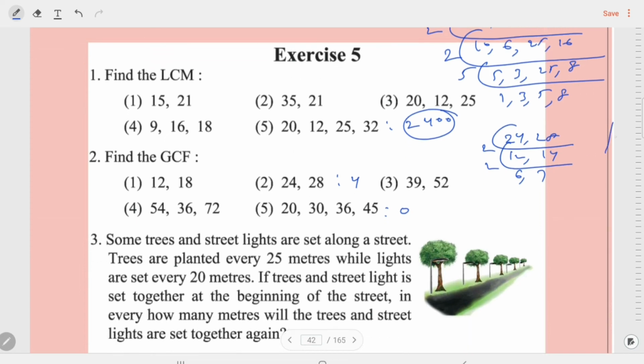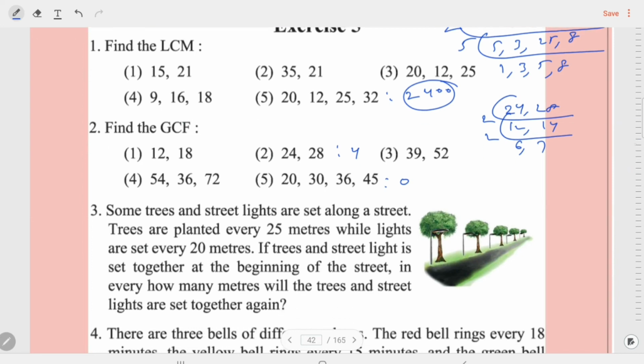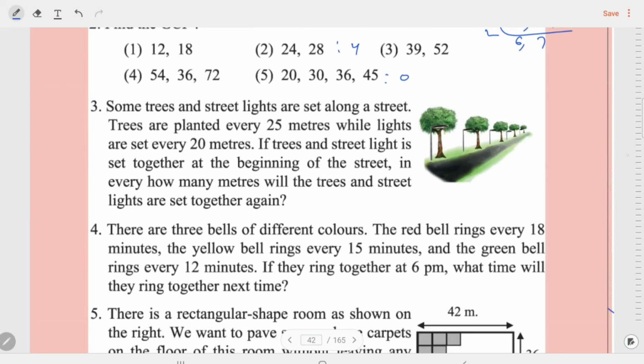Some trees and street lights are set along the street. Trees are planted every 25 meters, while lights are set every 20 meters. If trees and street lights are set together at the beginning of the street, in every how many meters will the trees and street lights be set together again? That is the LCM of 20 and 25. 5 4s, 5 5s. So 100. Okay. So in every 100 meters they will coincide.